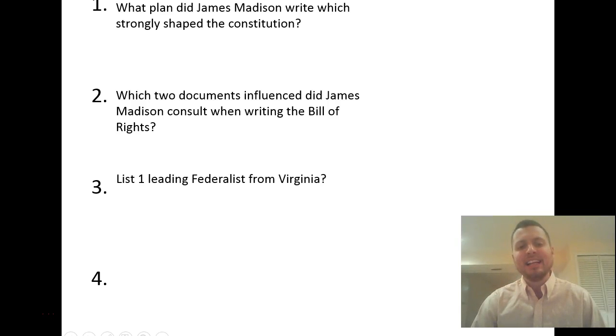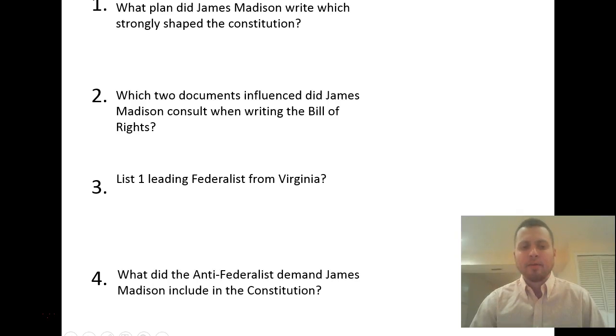Number 3: List one leading Federalist from Virginia. Virginia had some Federalists. List one for me. I want a name. Number 4: What did the Anti-Federalists demand James Madison include in the Constitution? What was it they demanded?